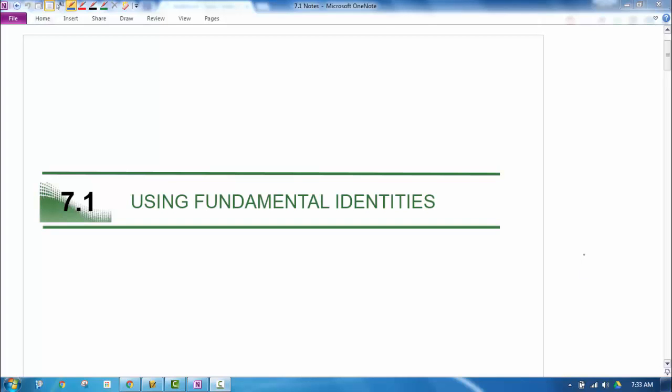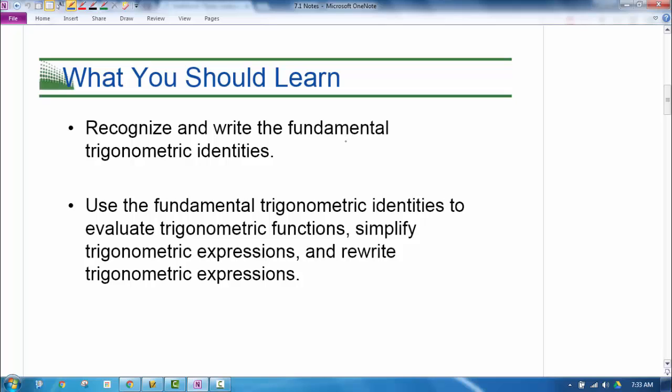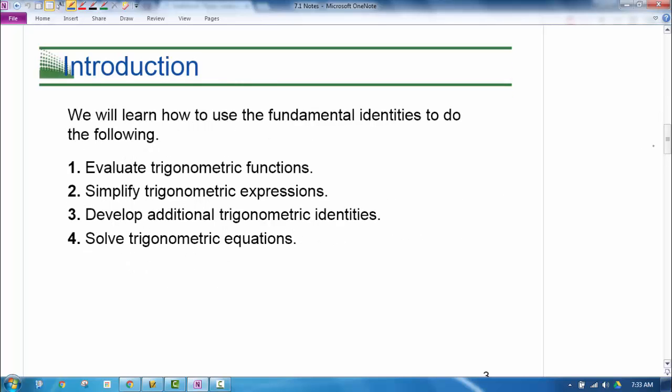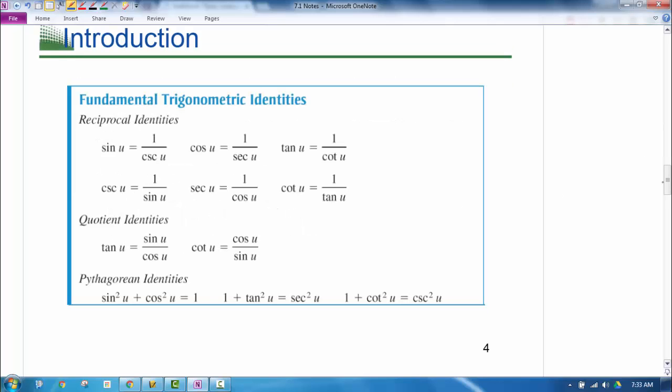Okay, the next section is 7.1. We're going to be using trig identities today. So hopefully you can recognize and write fundamental identities after today and use these to evaluate trig functions, simplify trig expressions, and rewrite trig expressions. We'll even develop our own identities and solve some trig equations as well.